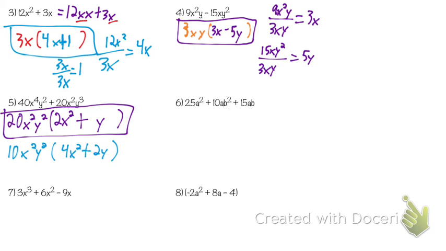Now, let me ask this. What was secretly in front of this parenthesis, if I put a parenthesis around this? What's secretly in front of this? A 1. So as we pulled the 20x squared y squared out, we just multiplied it with the 1. So what am I going to do as I pull out a 2?